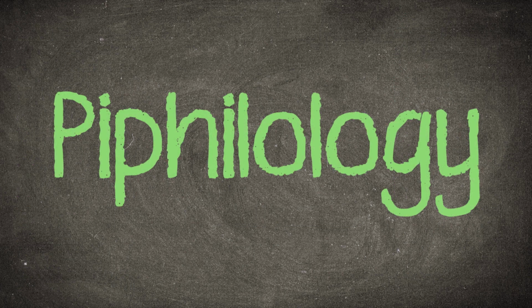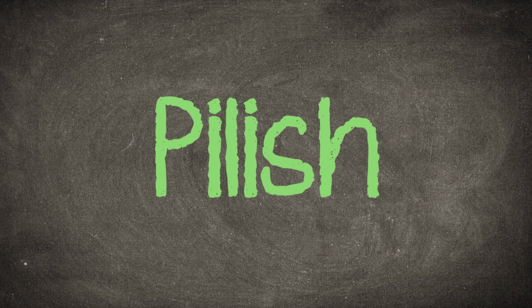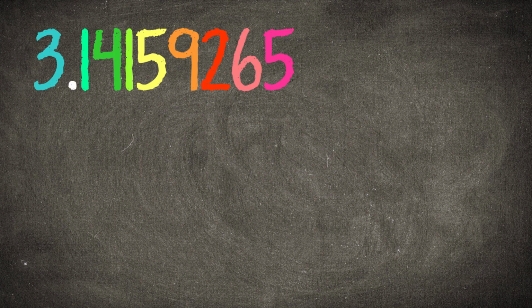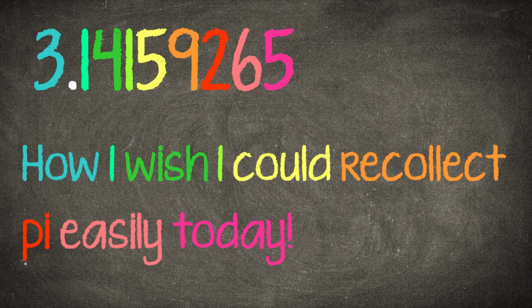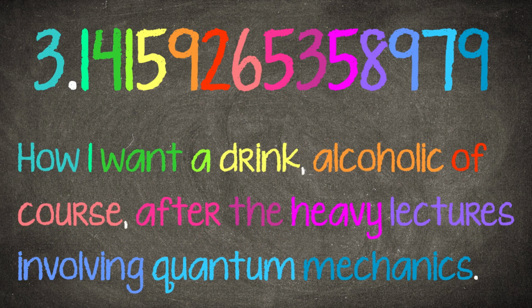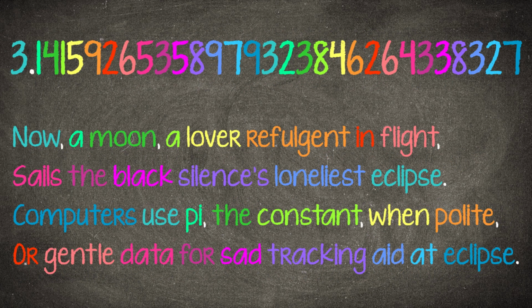Pi philology is the creation and use of mnemonics to remember digits of pi. And Pilish is a writing style where the number of letters in each word corresponds to the digits of pi. For example, you can recall the first 9 digits of pi using the phrase, "How I wish I could recollect pi easily today." Or you can use this phrase to remember 15 digits. Or perhaps you would prefer a nice poem to help you remember 30 digits of pi.